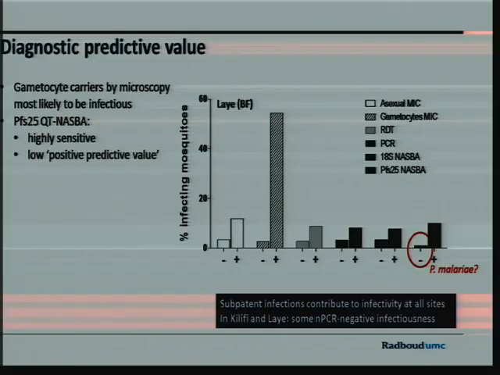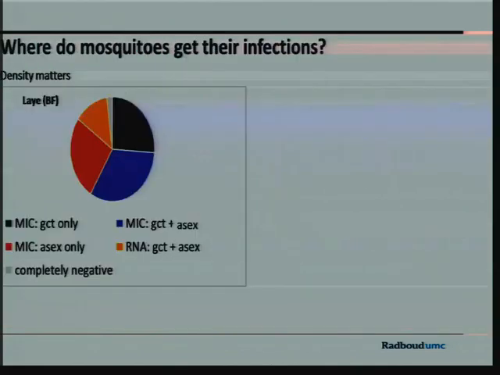So subpatent infections do contribute to infectivity in all sites. And interestingly, in Califi and in Burkina Faso, some nested PCR negative individuals actually transmitted their infection. So this is the density. If you had all the infected mosquitoes, what proportion of these mosquitoes was actually identified by microscopy, gametocytes only, or gametocytes and asexual parasites, or microscopy at least having asexual parasites?